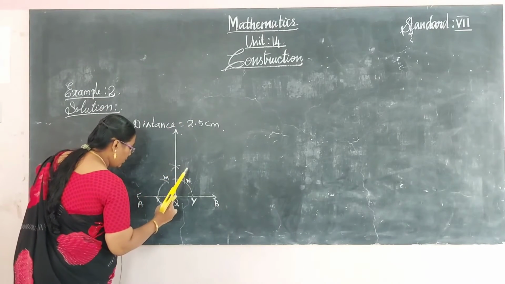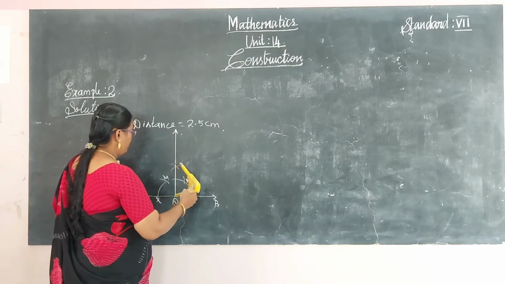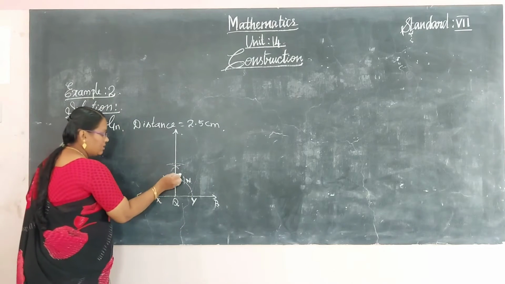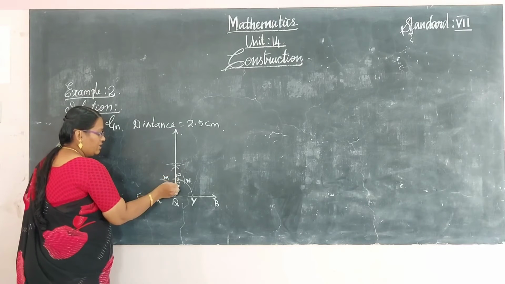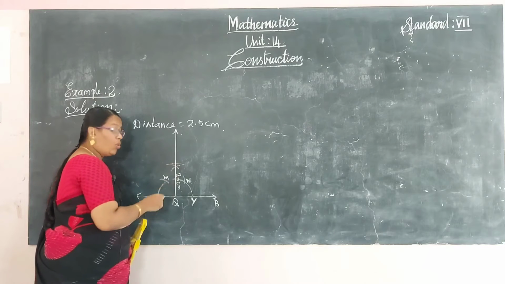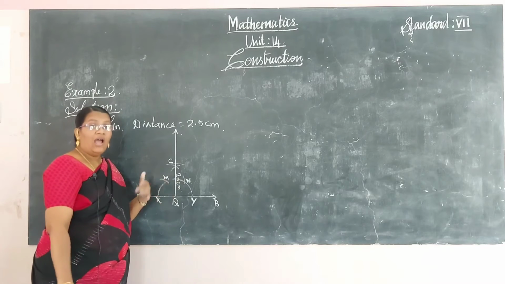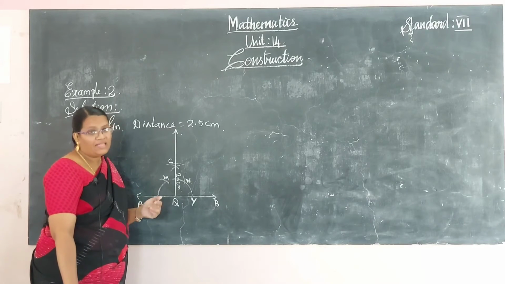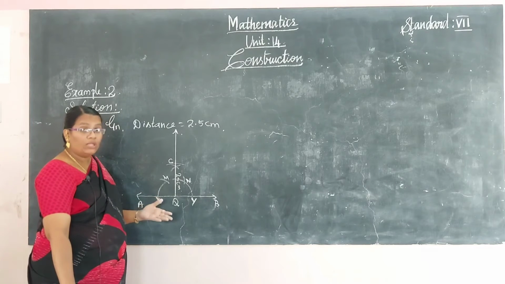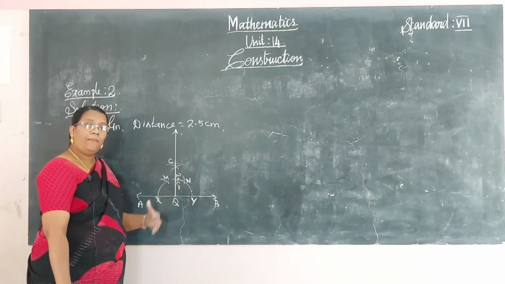With the center Q. Okay, so 2.5 is here. The distance is 2.5 centimeters. Now the intersecting point is denoted by C. With center C, we draw another perpendicular bisector to make parallel lines. For that purpose we draw the perpendicular bisector from the vertex C to make a parallel line.